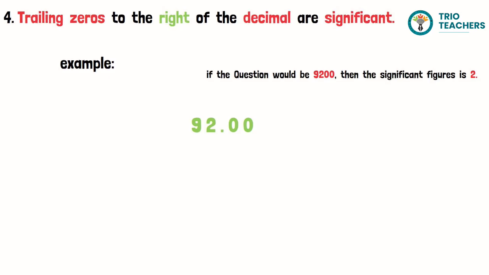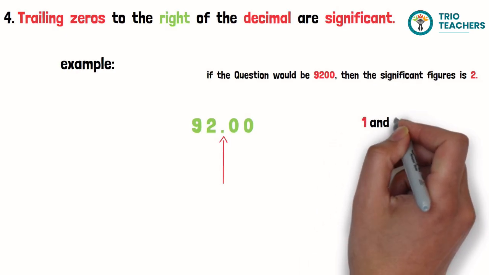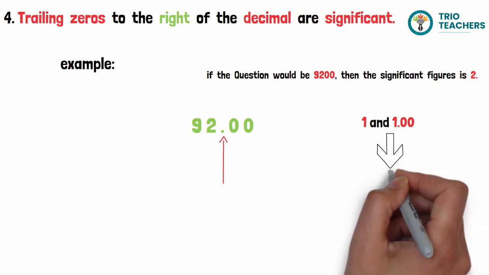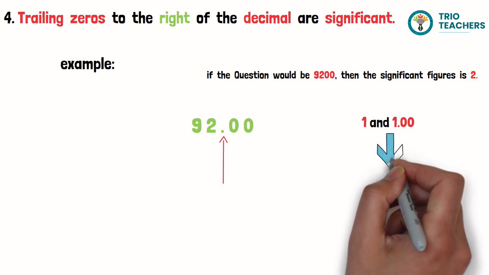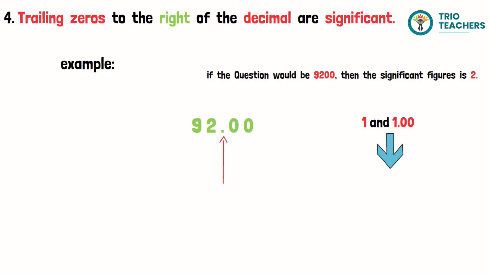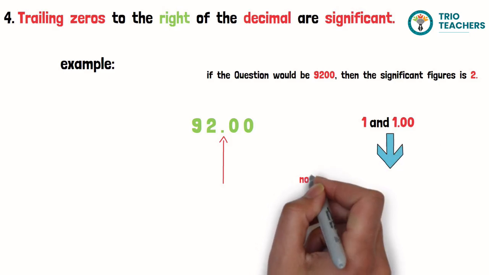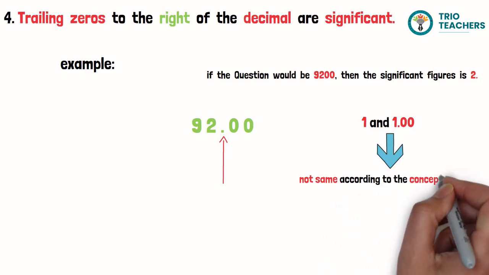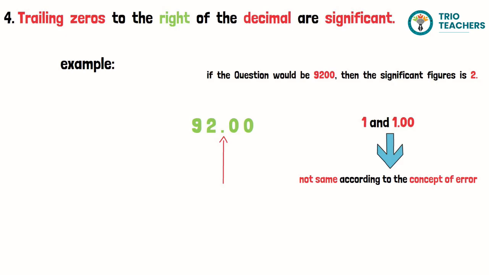But in this case we have a point, right? So this point will change the whole scenario, all the result. Why am I saying this? Because if I'm writing 1 and if I'm writing 1.00, there is a huge difference between these two. They are not the same, right? You will say, sir, 1 and 1.00, basically it's the same, right? But it is not the same according to the concept of error. You can check this out. You can ask your faculty directly, what is the difference between 1 and 1.00? Both are not the same, right?